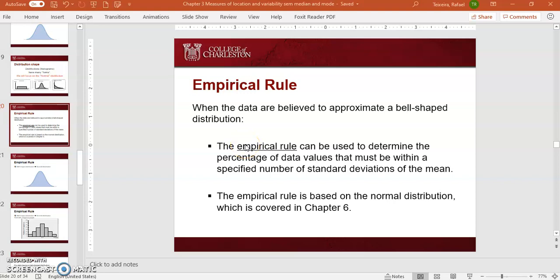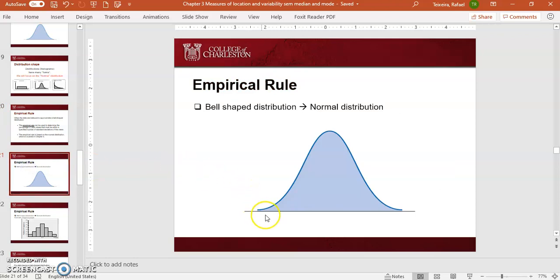Hi, this video is to show you and talk about an important concept in statistics, which is the empirical rule. The empirical rule is based on the assumption that the data has this bell-shaped normal distribution.